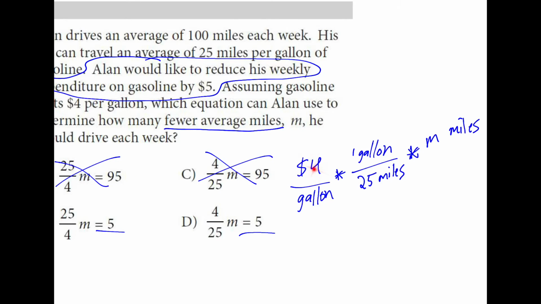And we can set up our equation like this. We know that it costs $4 per gallon, and that for every gallon we can drive 25 miles. So gallon crosses out. And we're going to multiply this by m, which is the number of miles. So miles cancels out as well, and we're left with just our unit of dollars. So if you multiply everything across the top and across the bottom, we have 4/25 m is equal to 5.